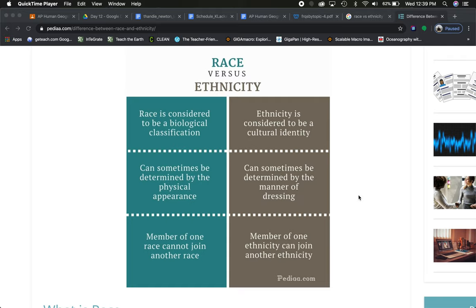Hello, everybody. Welcome back to AP Human Geography. We're continuing our culture unit. Today's topic is race versus ethnicity.